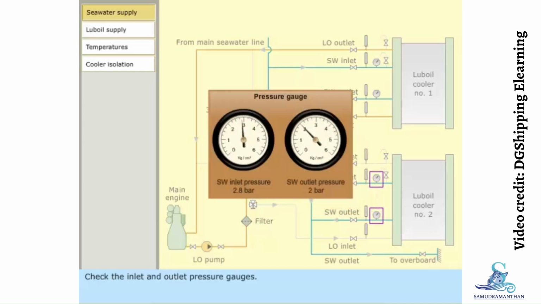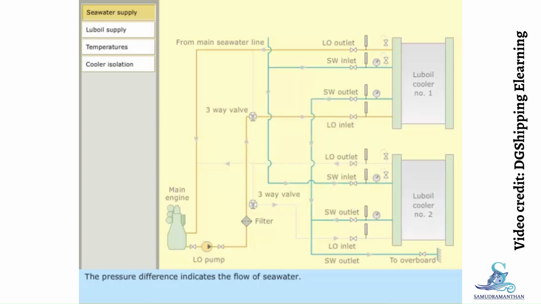Check the inlet and outlet pressure gauges. The pressure difference indicates the flow of seawater. Circulate the seawater for 15 to 20 minutes before allowing the lube oil into the cooler. This is to prevent thermal straining of the cooler components.